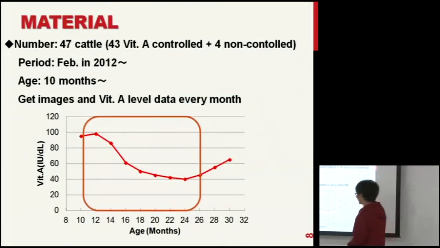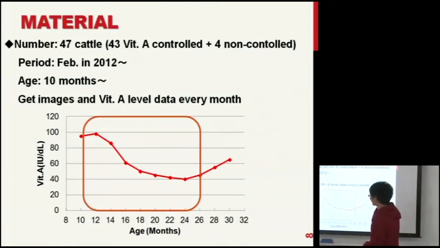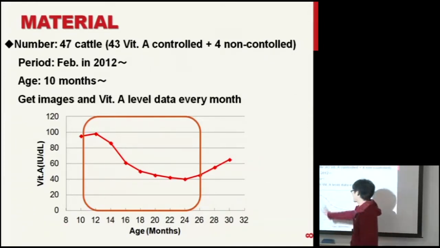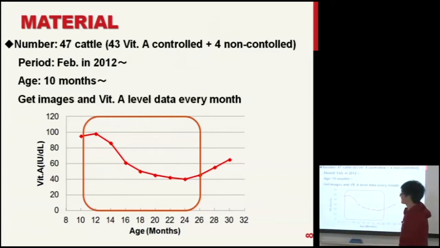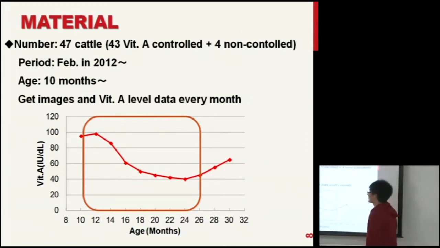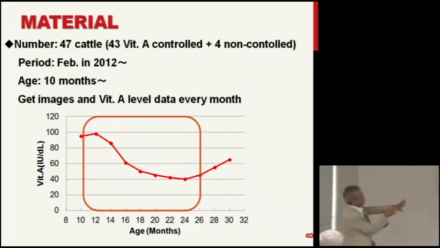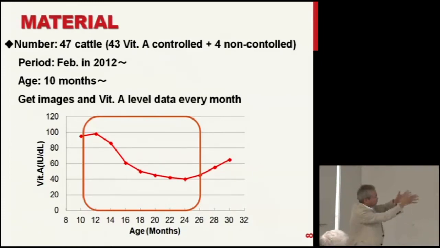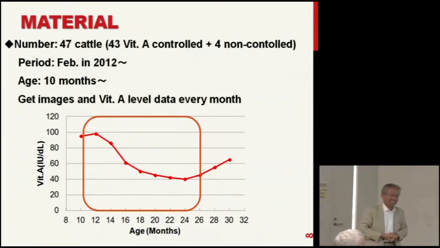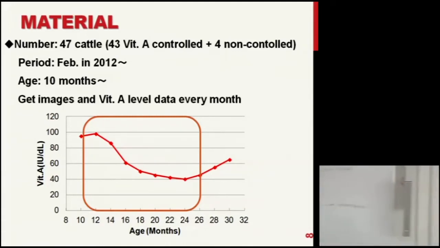This year, not easy to understand. From February in 2012, we start to use new cattle. Why don't you overlay the last year cattle and this year cattle, and then compare the periods, something like that? That's easy to understand.